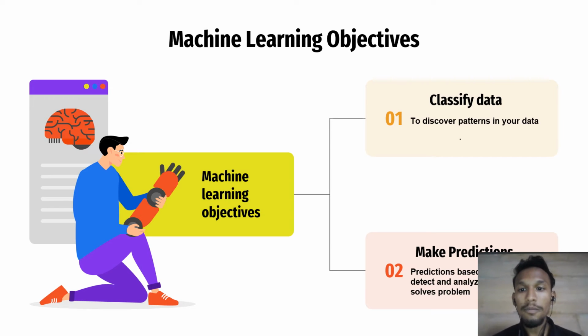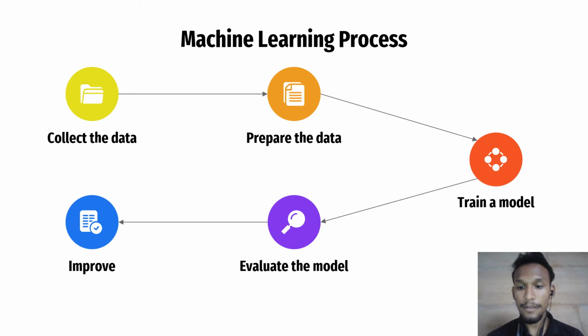These are the objectives of machine learning. The first objective is to classify data, that is, to discover patterns in your data. And the second one is to make predictions, predictions based on our patterns.